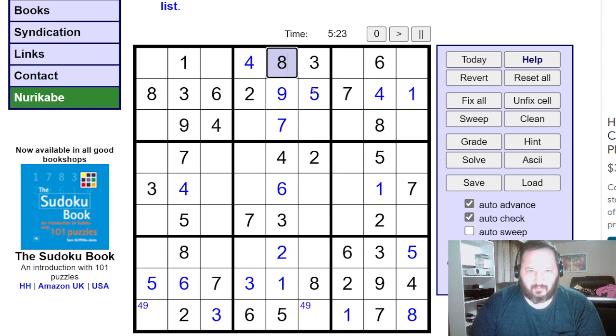All right, 5. So now we need a 1 and a 6, and we have a 6 right here. So this can't be a 6, so the only number that will fit there is a 1. The only number that will fit there is a 6. There we go.